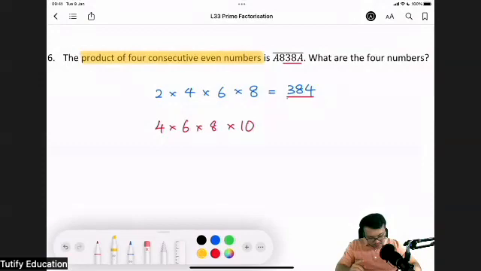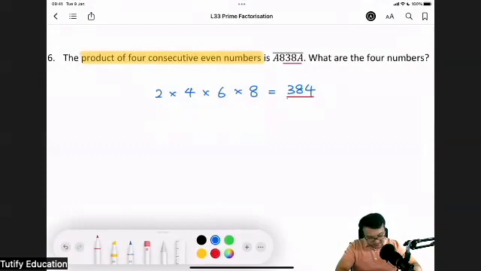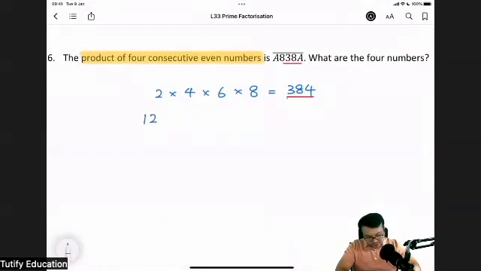So what can we do to make it bigger? What do you think? 10. Very good. What if we tried 12? Wait, what's wrong with my pen? Oh, I think I know what's wrong. 12, 14, 16, and 18. What will we get?